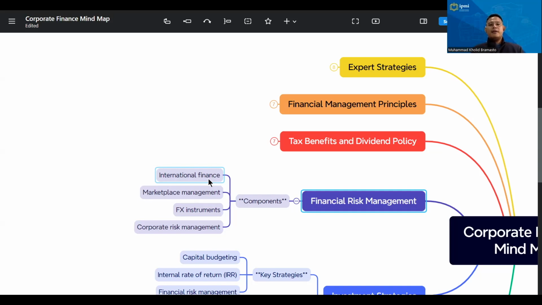And then in market management, companies must adapt to ever-changing market conditions, including competitor actions, consumer preferences, and regulatory changes. And also understanding foreign exchange.